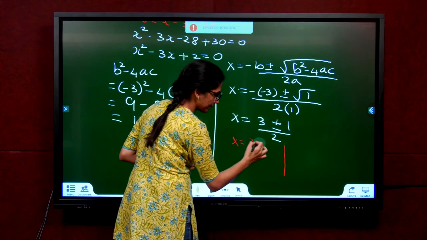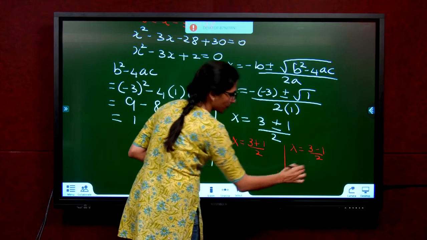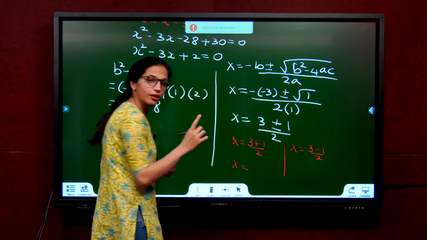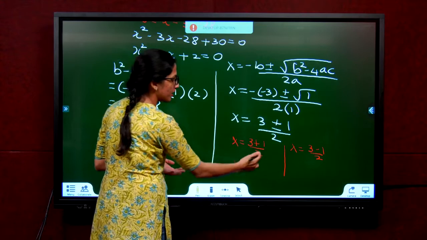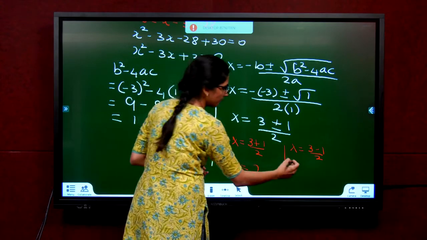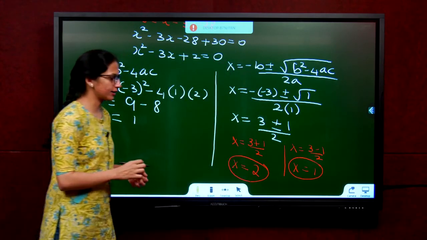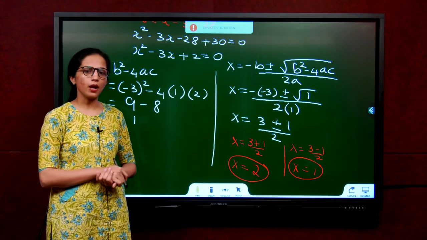x equals 3 plus 1 by 2. x equals 3 minus 1 by 2. x is equal to 3 plus 1, 4. 4 by 2, 2. 3 minus 1, 2. 2 by 2, 1. So the two roots of the given quadratic equation are 2 and 1.